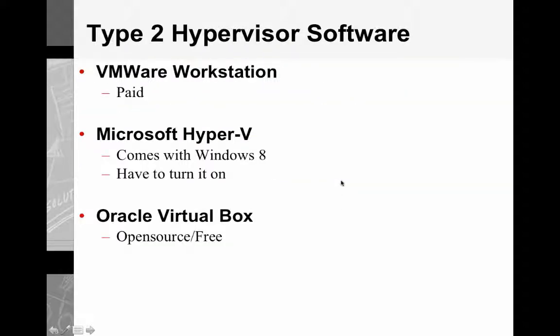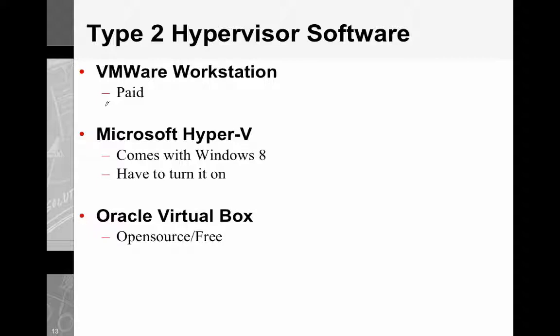Now let's talk about type 2 hypervisors. Type 2 hypervisors, like I mentioned, are hypervisor software that are installed on top of an operating system. So if you're already running Mac operating system and you want to run Windows on top of it, you may want to install a type 2 hypervisor and then install Windows on top of that. So that's the classic use of a type 2 hypervisor.